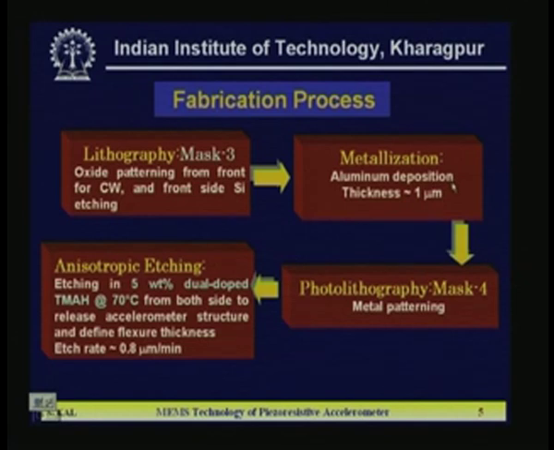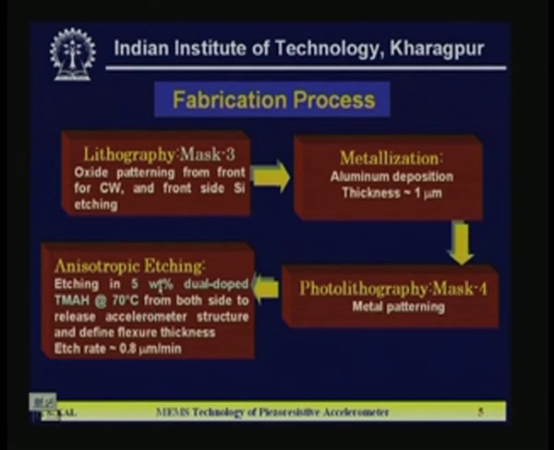Then this aluminum will remain on the top, and on the top and bottom both places we have defined the regions where silicon is to be etched by using lithography mask number 2 and mask number 3. Then after metal patterning is over, that is mask number 4, you go for anisotropic etching. This etching is in 5% TMAH at 70 degrees centigrade. TMAH etching has been explained in detail in my micromachining lecture.